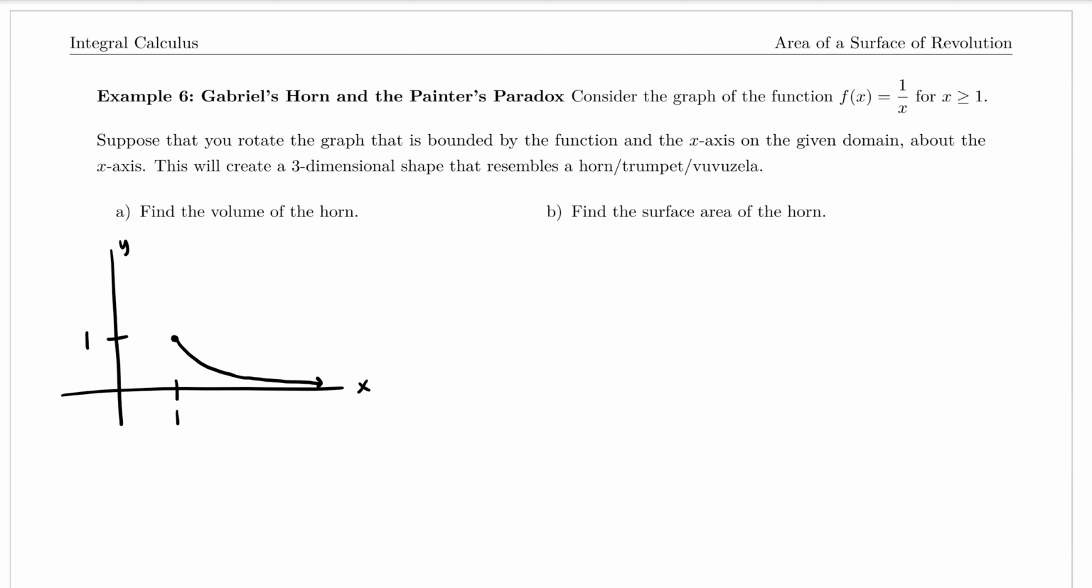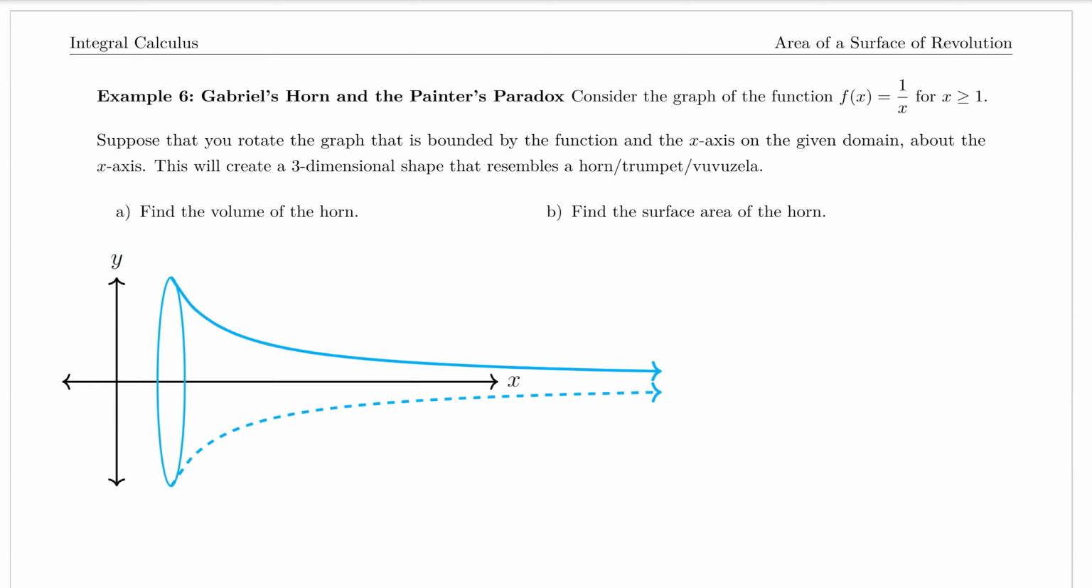Now, suppose that you rotate the graph that is bounded by the function and the x-axis on the given domain about the x-axis. So we're going to rotate around the x-axis. This will create a three-dimensional shape that resembles a horn or trumpet or vuvuzela. All of these are musical instruments. So let's take a look at what the graph of that three-dimensional shape would look like. Here's a much nicer image of what that three-dimensional shape is going to look like.